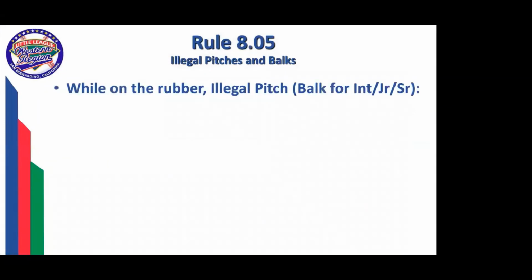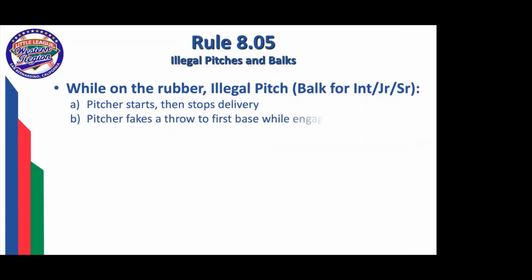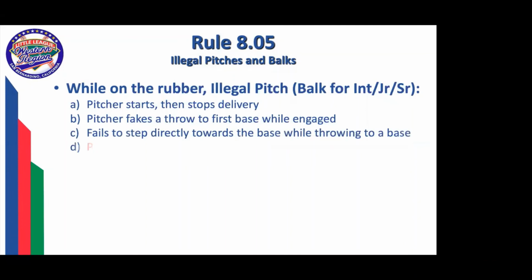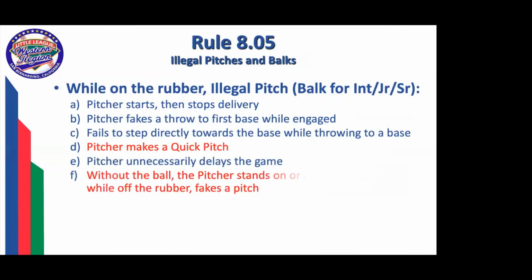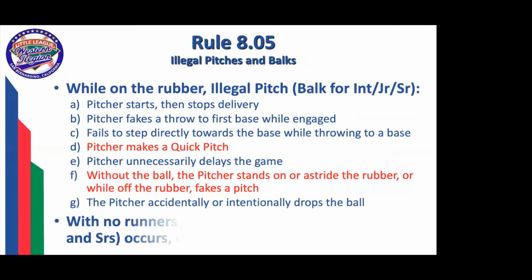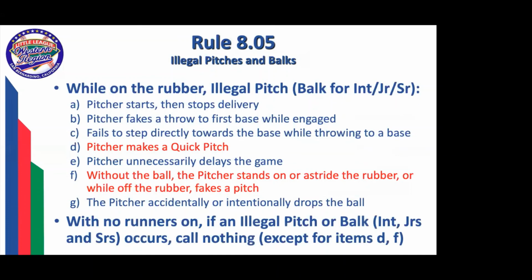Illegal pitches and balks. It's an illegal pitch for the following conditions: pitcher starts and stops, fakes the throw to first base while still engaged with the pitcher's plate, doesn't step directly to any base when throwing, quick pitch, unnecessarily delays the game, or stands astride the rubber or while off the rubber fakes a pitch, i.e. the hidden ball trick, or if the pitcher drops the ball. If it's an illegal pitch or balk with no runners on base, you call nothing except for the quick pitch and the hidden ball trick. Those then become a ball to the batter.